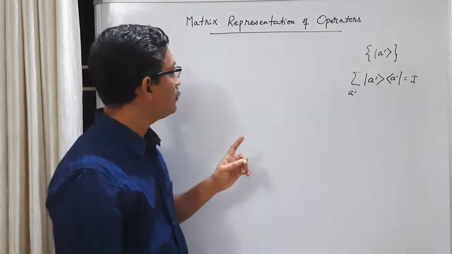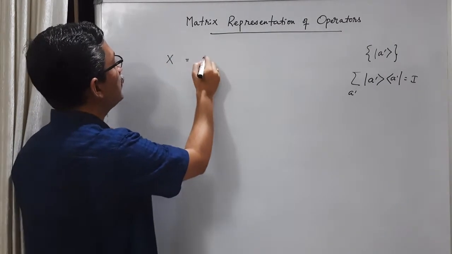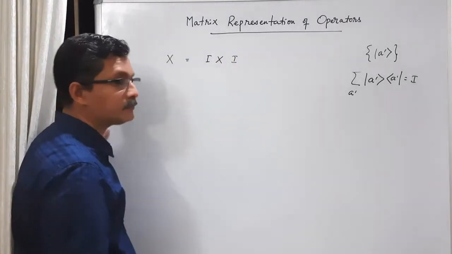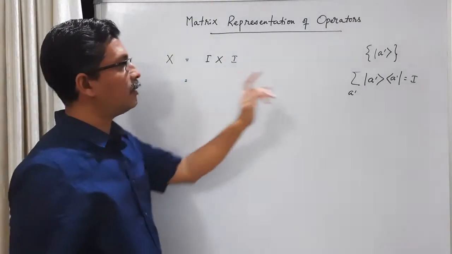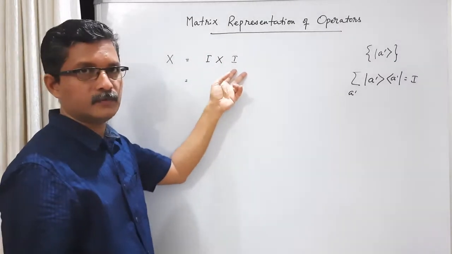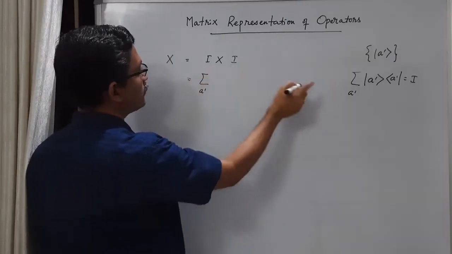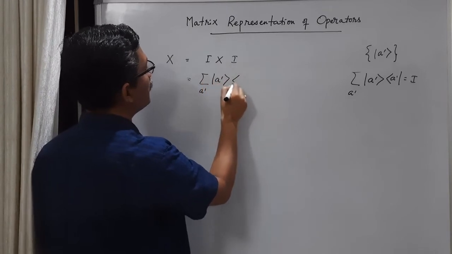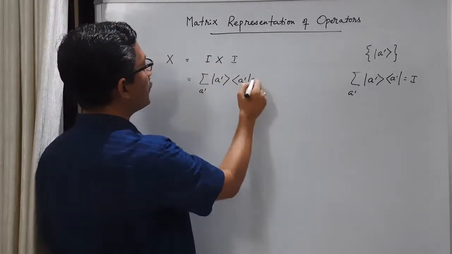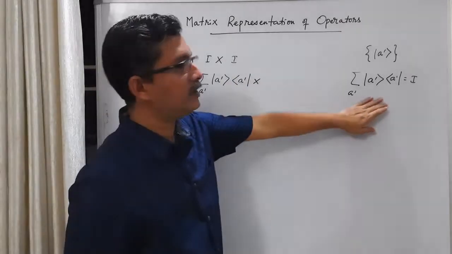Now what I am going to do is write the identity operator on either side of the operator x. I am going to use the completeness condition of this basis twice, here as well as here. On the first side, instead of the identity, summation over A prime, ket A prime, bra vector A prime. Then you have the operator x here.